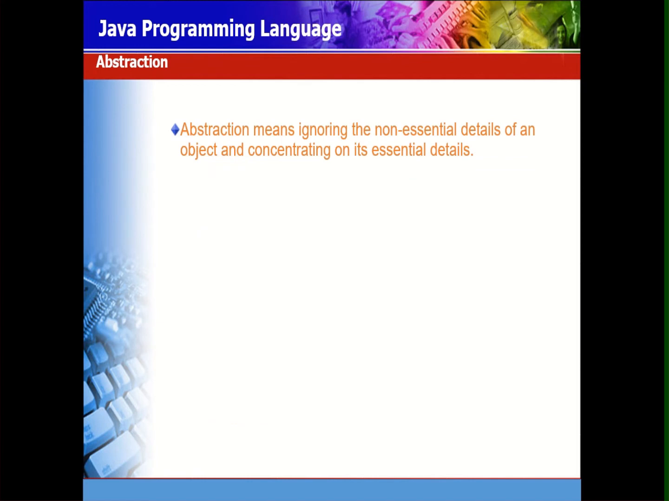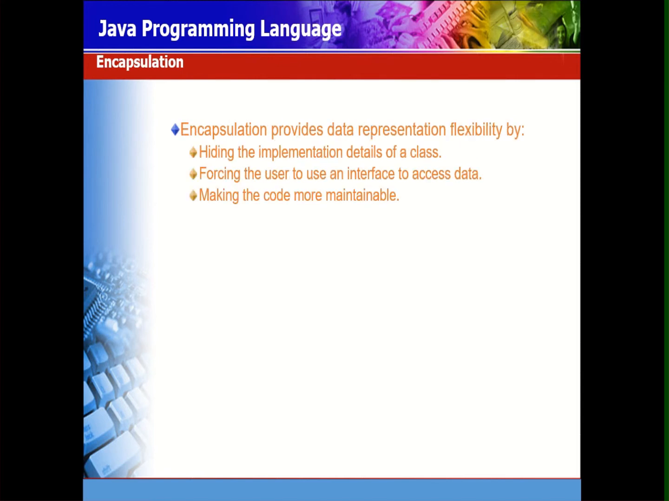Now the important features of object oriented programming, first is abstraction. Abstraction means ignoring the non-essential detail of an object and concentrating on its essential details. Encapsulation provides data presentation flexibility by hiding the implementation detail of a class, forcing the user to use an interface to access data, making the code more maintainable.